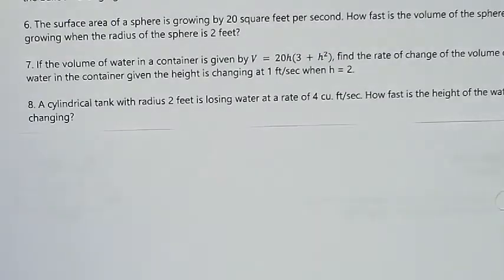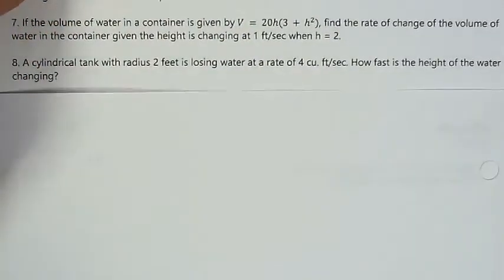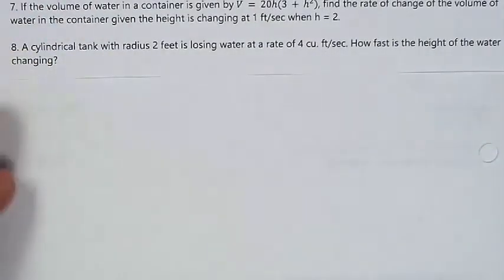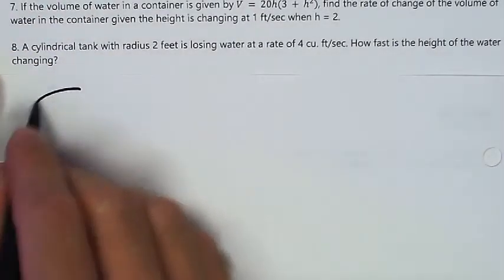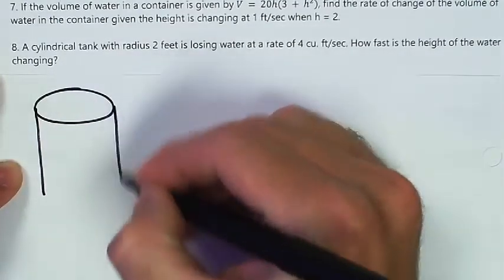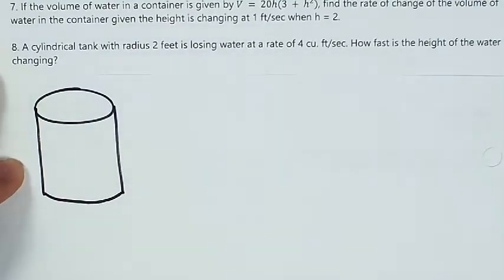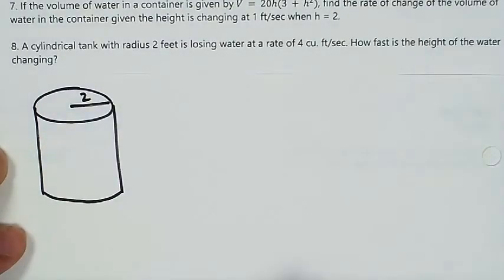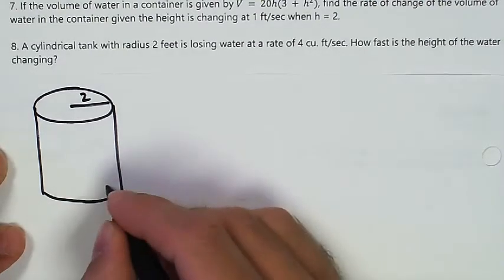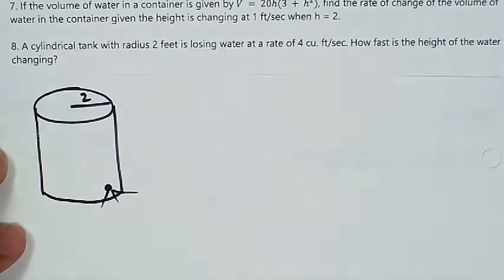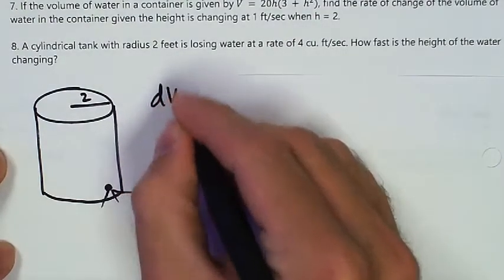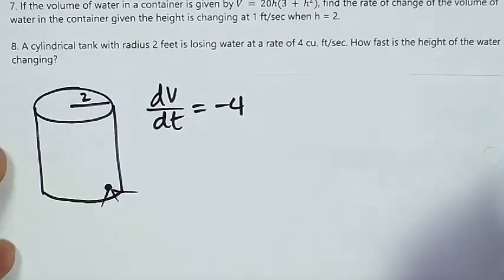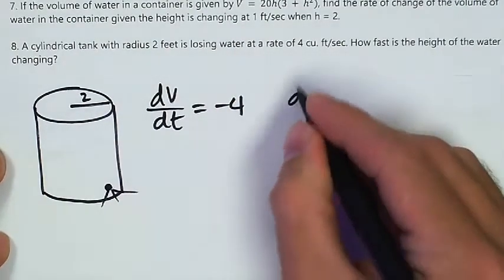The last problem we've got is number 8: a cylindrical tank with radius 2 feet. Okay, so it's a cylinder. That's one that we have not really come into contact with at this point, that we probably should have, right? Cylinder is a pretty common object, especially in physics. A cylindrical tank with radius 2 feet is losing water at a rate of 4 cubic feet per second. Or maybe it's got a hole in it and some water's spraying out. dV/dt equals -4. How fast is the height of the water changing?